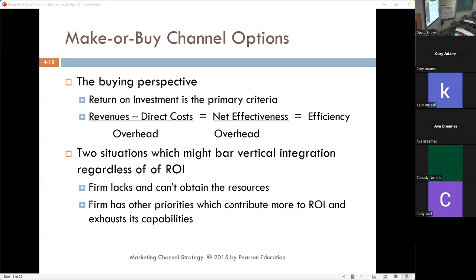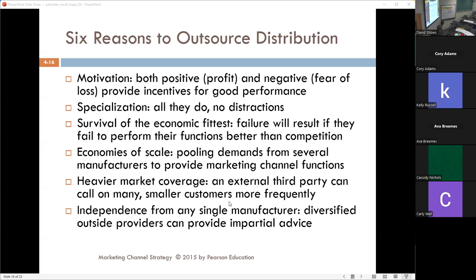Now, we've got to have darn good reasons to get over to that side for vertical integration, because we've got outstanding reasons to outsource. So many advantages come to outsourcing that vertical integration really has to make a good play.